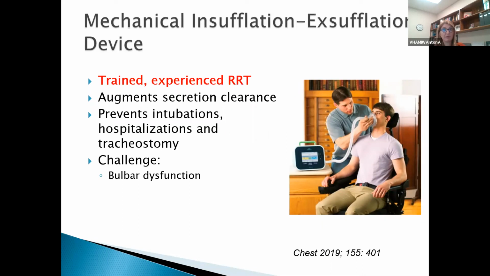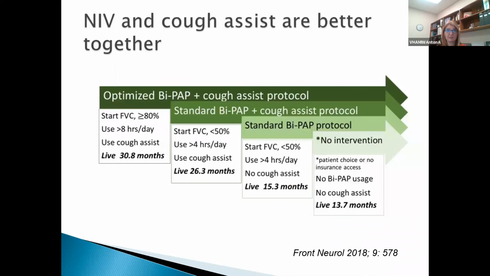It helps prevent intubation, admissions to the hospital, and delayed tracheostomy, but it can be a challenge in patients that have bulbar dysfunction. And this is an important part that I want to emphasize: when you combine the PAP machine with the cough assist, they are better together.